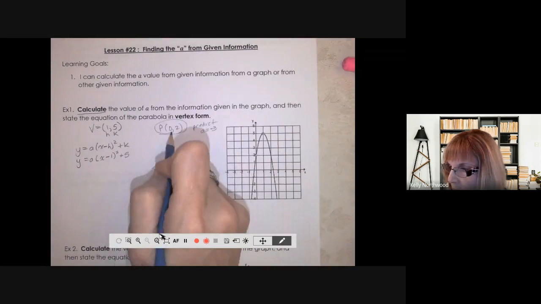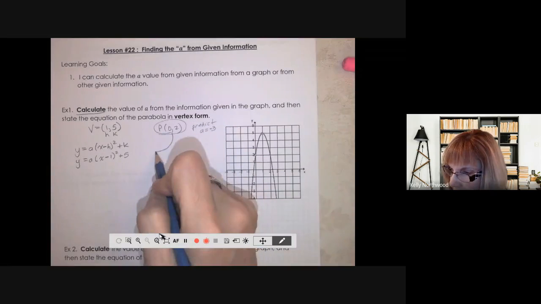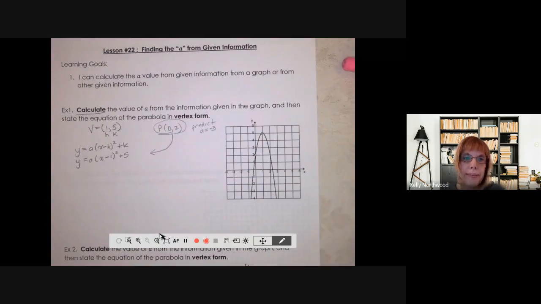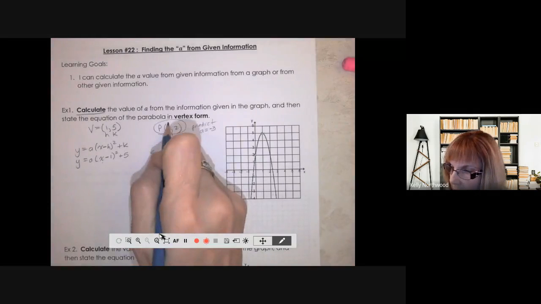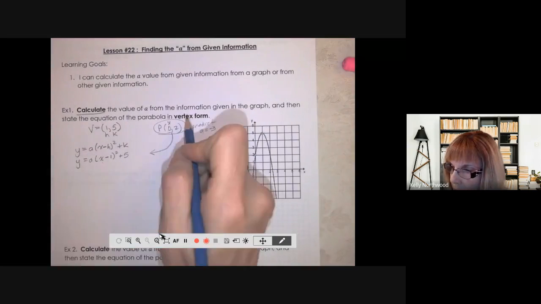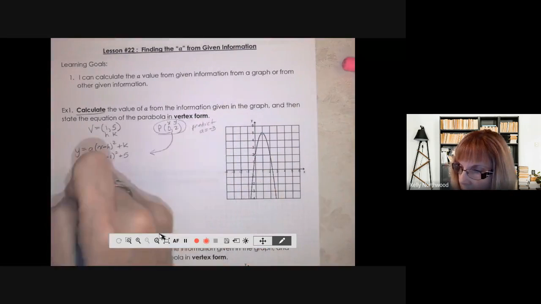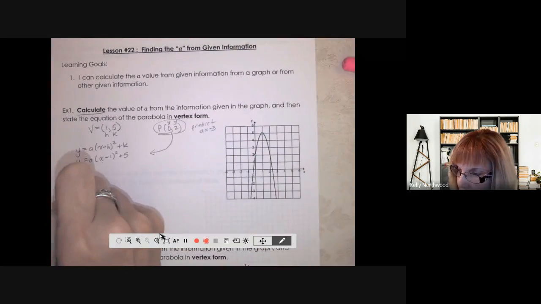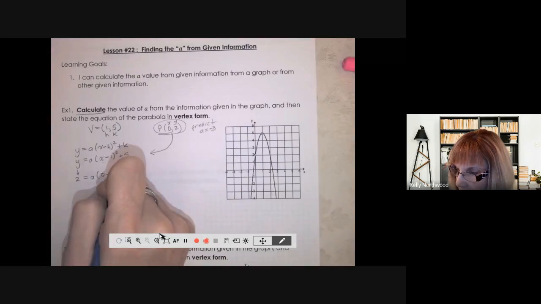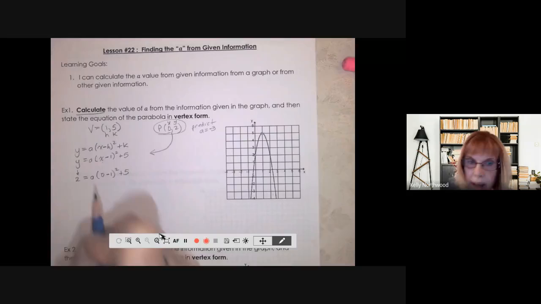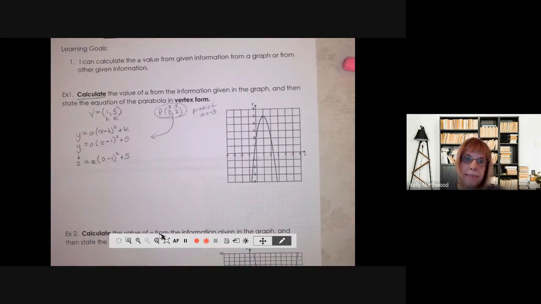But I also know that this point lies on this parabola, which means it's going to satisfy the equation of the parabola. So that means when x is 0, y should turn out to be 2. So if I replace y with 2 and x with 0, then the only unknown becomes A, and I can calculate it.